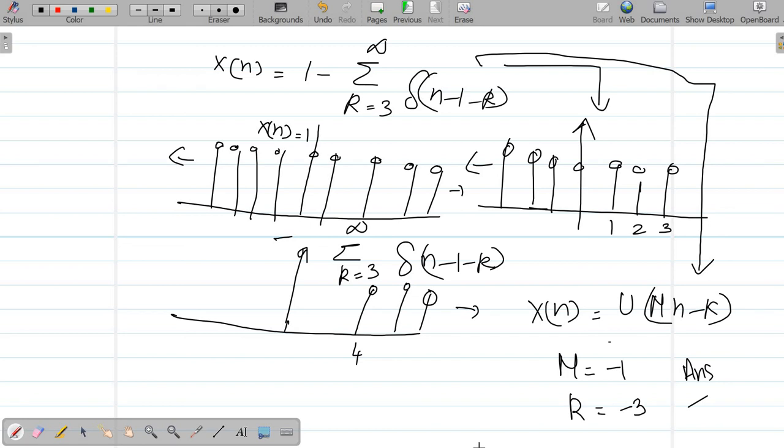So we stop here. In the next session, we will discuss introduction to systems. So this completes our discussion on introduction to signals.